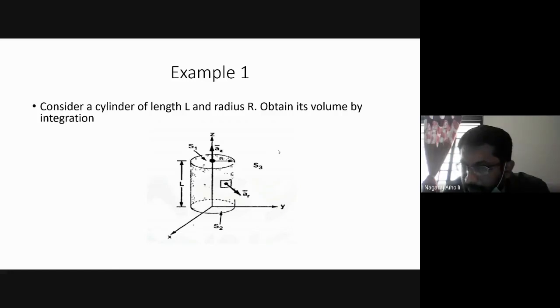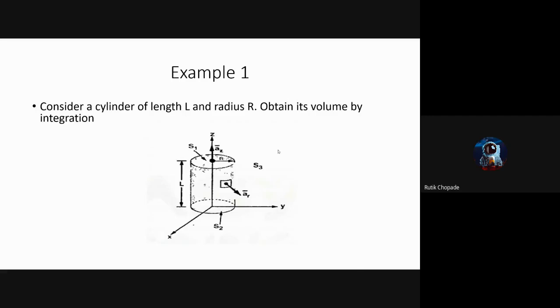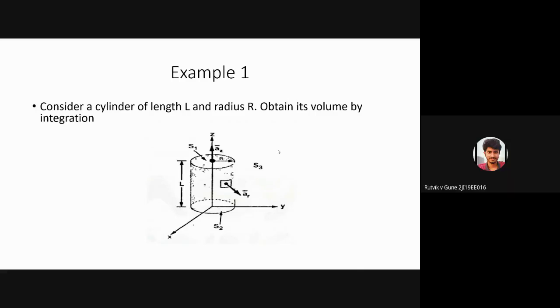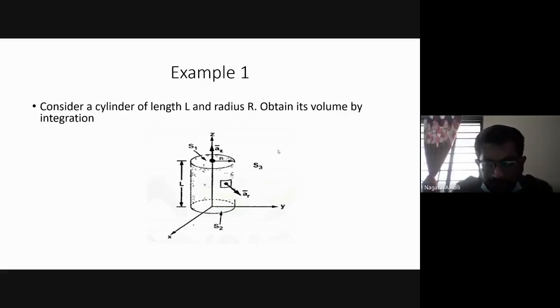It's a simple method. You are finding the triple integration. Rutik? Sir, it's the same, sir. Pi r square L. Very good. Pi r square L. Same, sir. Pi r square L, sir. Correct. So you all are right. Okay, you have solved it correct. Very good.